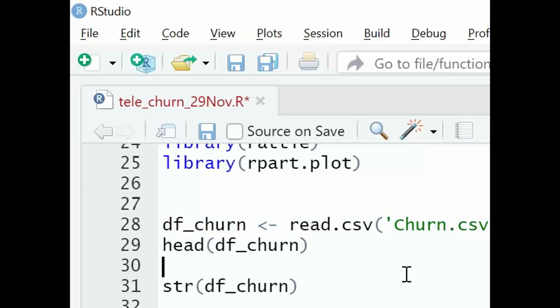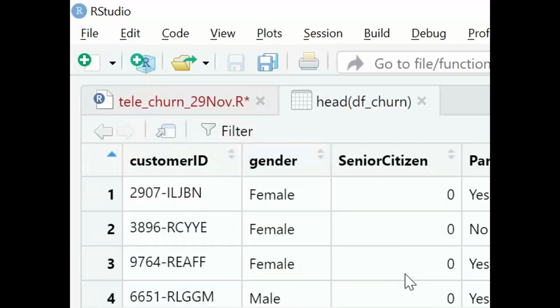So why do we use the head command? The head command is something that we use to see the top 6 rows. Perfect, right? So I will view the head of this, and it will show me the top 6 rows of my data.